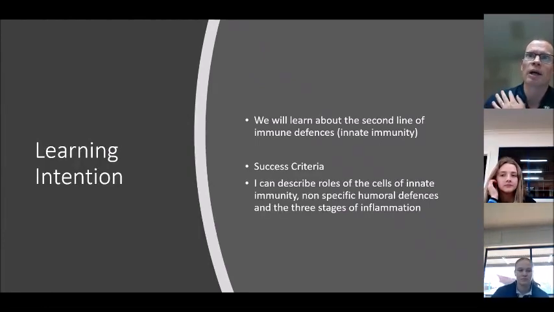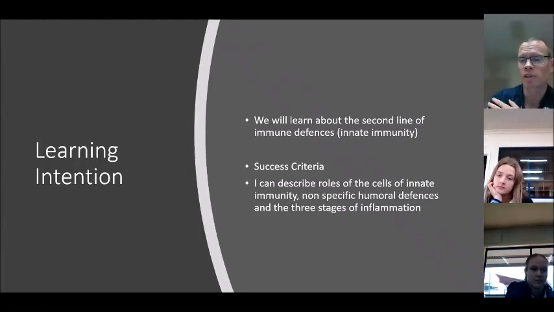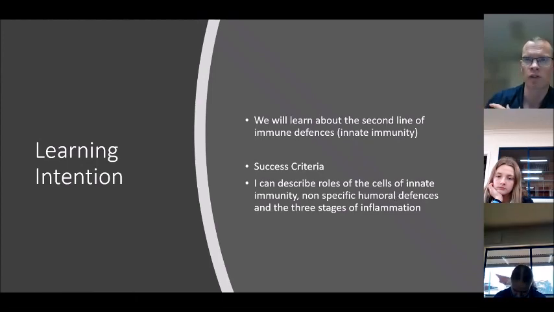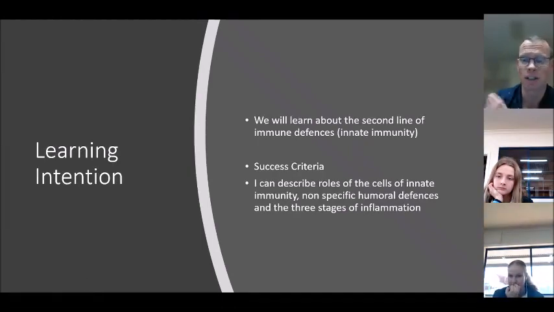The learning intention is to learn about the second line of immunity. So this is chapter 7C. And the goal is to understand the role of cells of innate immunity. So there's a number of different cell types. They're named in the study design, so you're going to need to know them and specifically what they do. Non-specific humoral defenses. Humoral just means chemical, all right? Or non-cell, basically, and we'll touch on those. And then there's 3 stages of information that we need to walk you through.